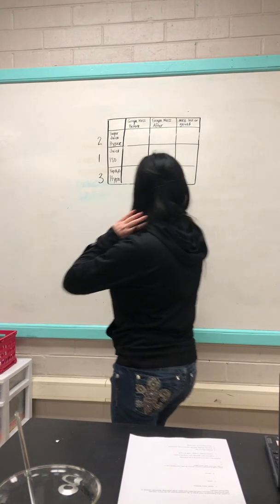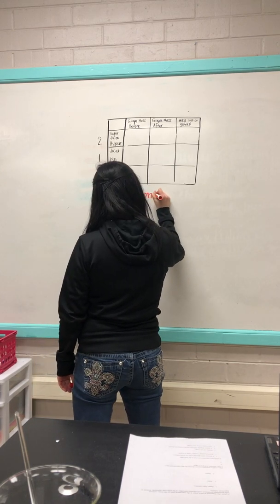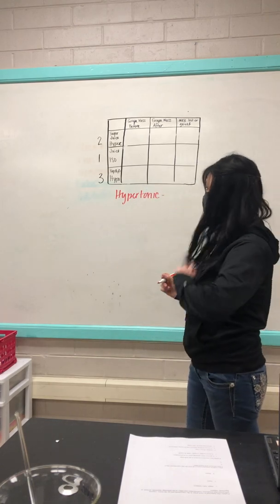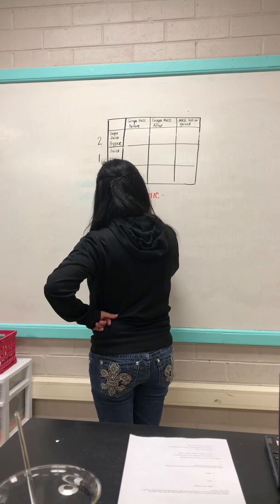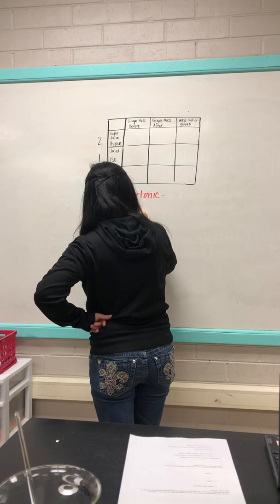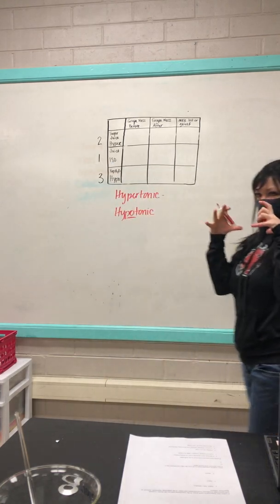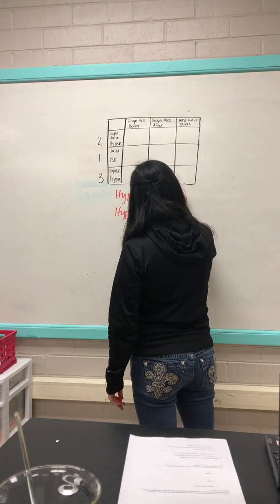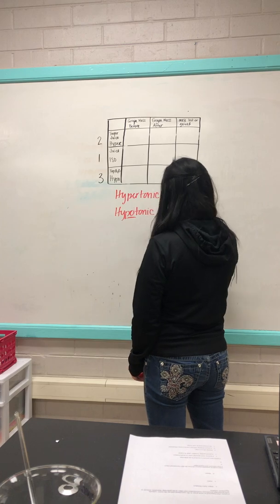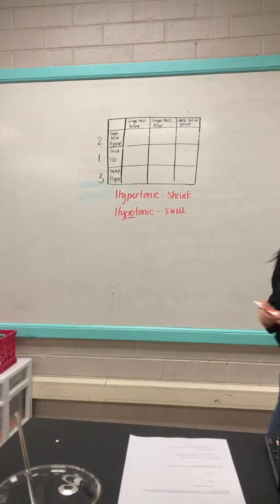Alright, so let's look at your chart. Let's review the different types of solutions first. So you have hypertonic. What should that one do? Hypotonic, the O means that it swells. So hyper means that it should shrink. It should lose mass. Hypotonic should swell, so it should gain mass.